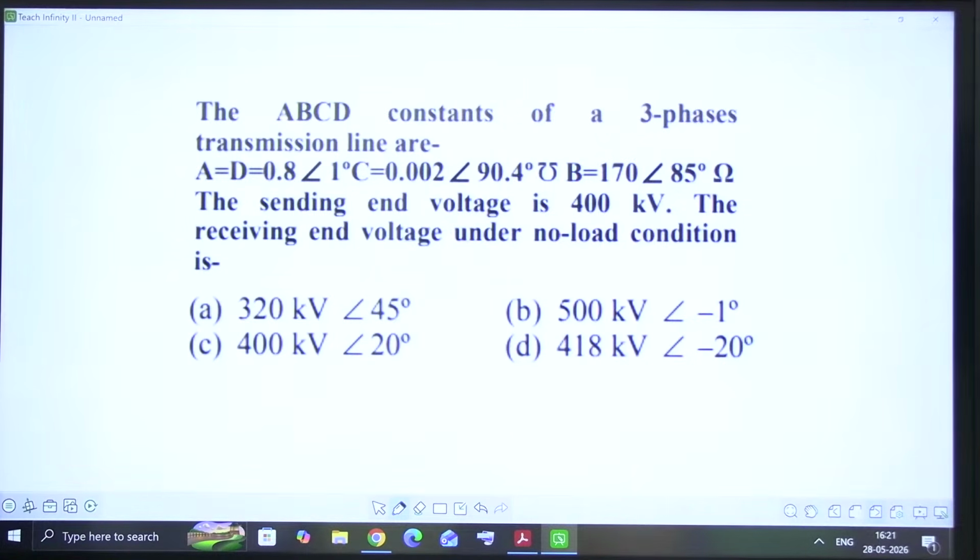Yes, I'm waiting. One more hint. This question is almost related to the Ferranti effect.